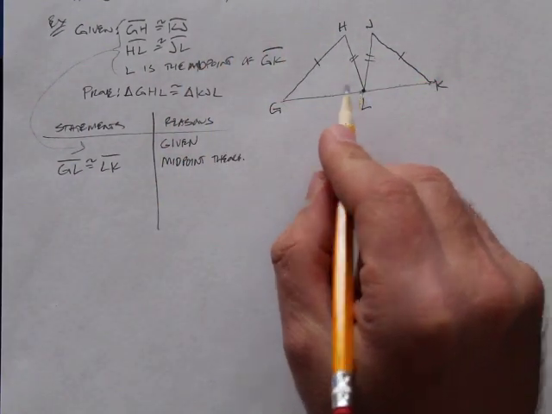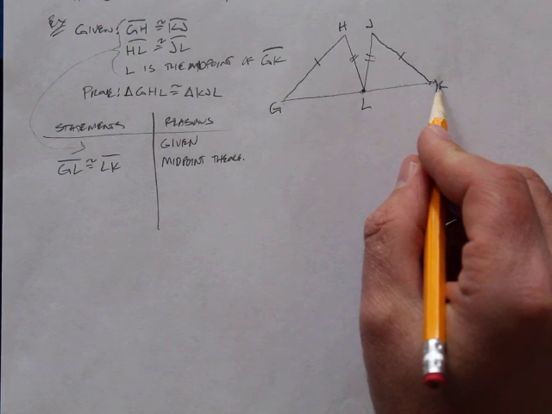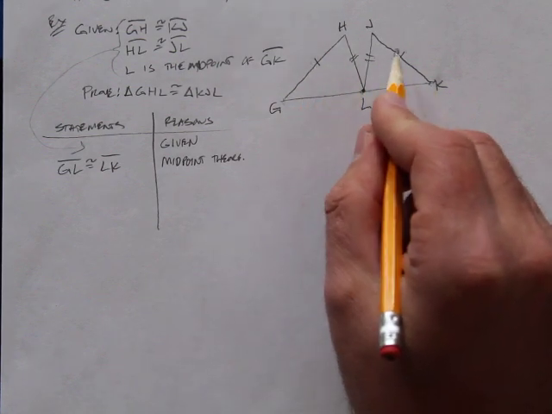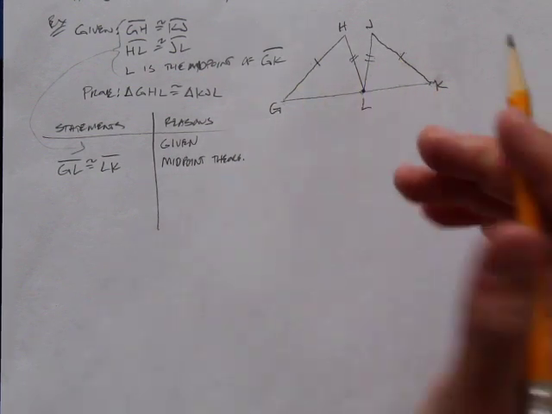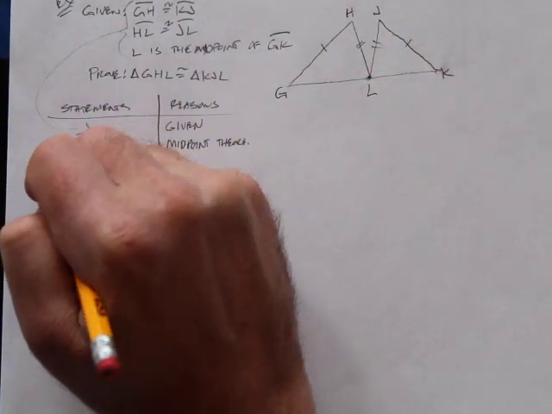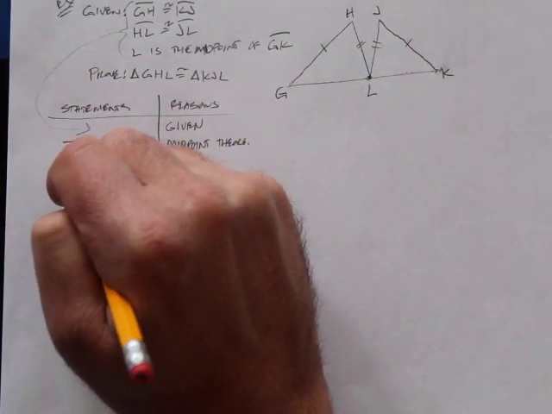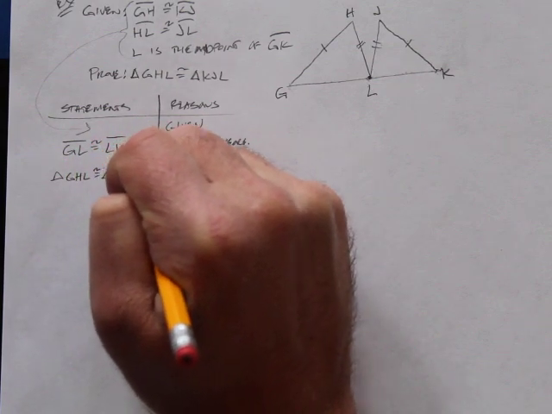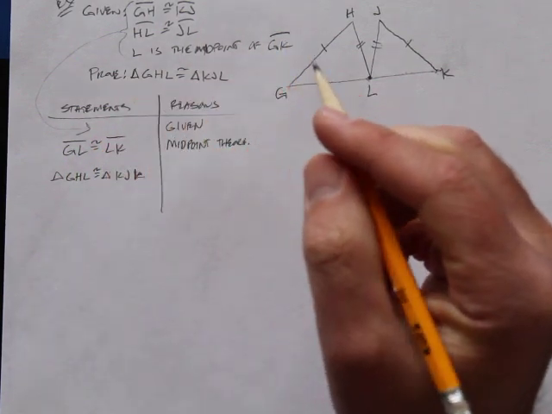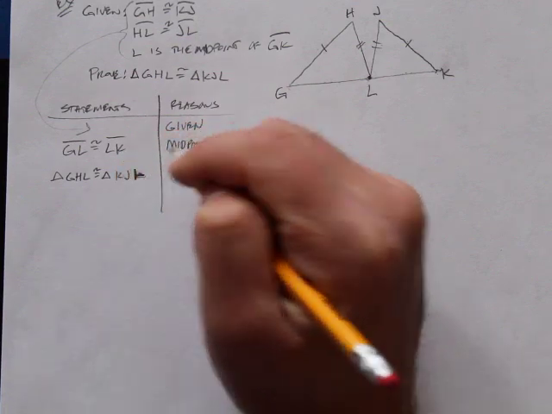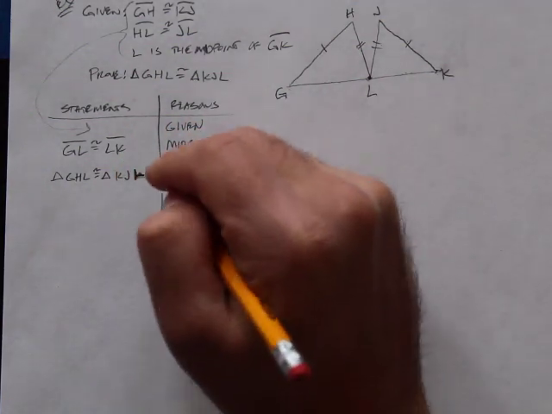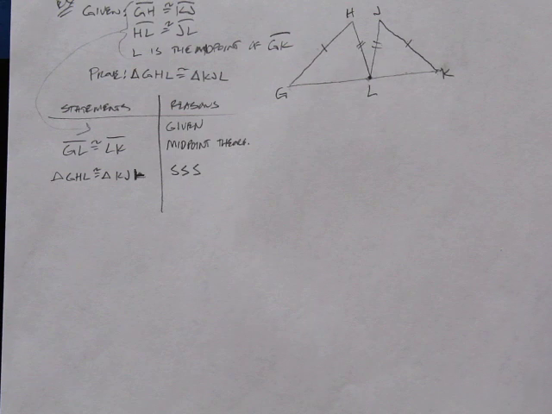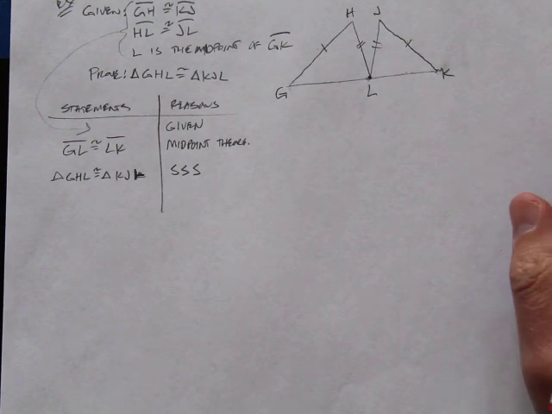Now, since I have these two segments congruent, and these are congruent, and these are congruent, then I can just say these triangles are congruent. Triangle GHL is congruent to triangle KJL. And that is because all of their sides are congruent, so side, side, side.